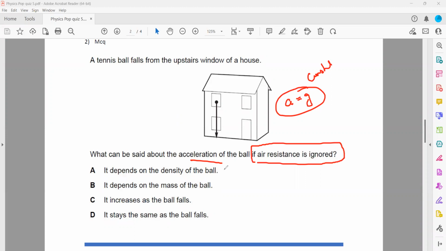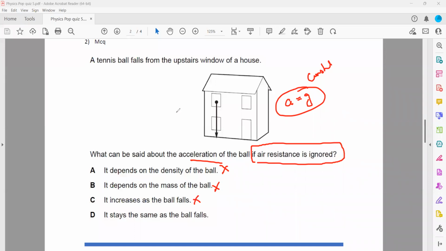So, does it depend on density? No, acceleration does not depend on density, it depends on gravity. Stronger gravity means greater acceleration of an object. Does it depend on the mass? No, it does not depend on the mass. It depends on the gravity. Does it increase as the ball falls?